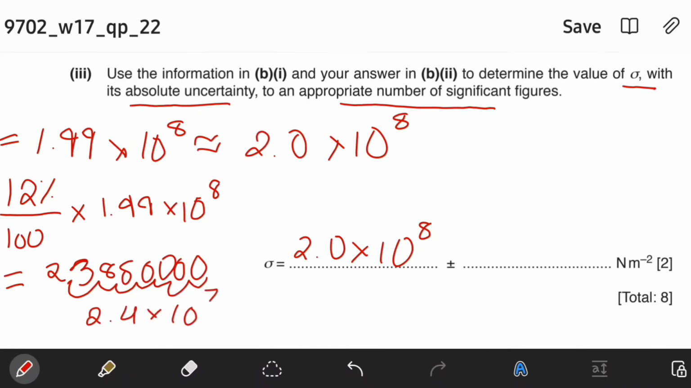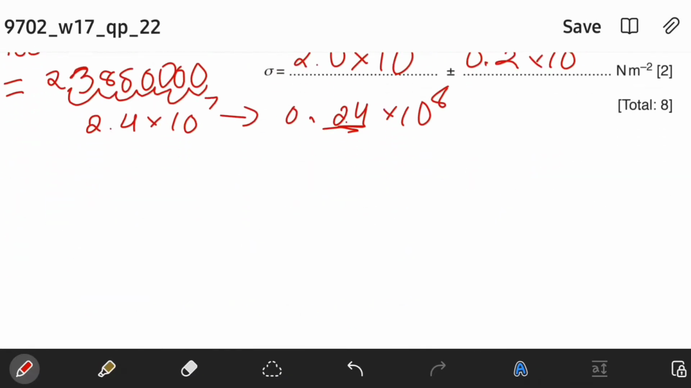Now you need to make sure that the powers on your tens are the same, but here they're not the same. So we're going to convert this to 0.24 × 10^8, but here the significant figures are 2, so we are just going to write 0.2 × 10^8. Let's move on.